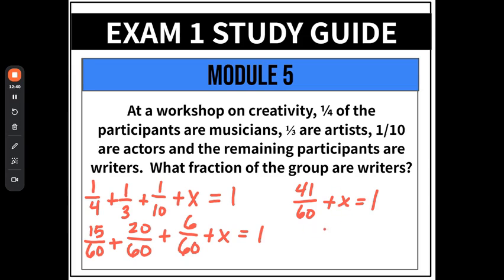And to get x by itself, we can rewrite our equation as x equals 1 minus 41 over 60. Same thing, since we need to subtract by a fraction, I'm going to create a common denominator. So 1 is the same thing as saying 60 over 60. So we've got x equals 60 over 60 minus 41 over 60. And when I subtract just the top, you'll see that I get x equals 19 over 60.